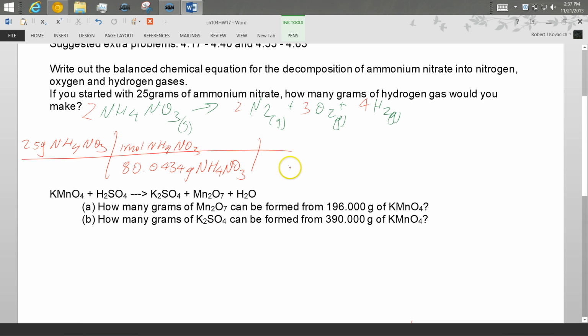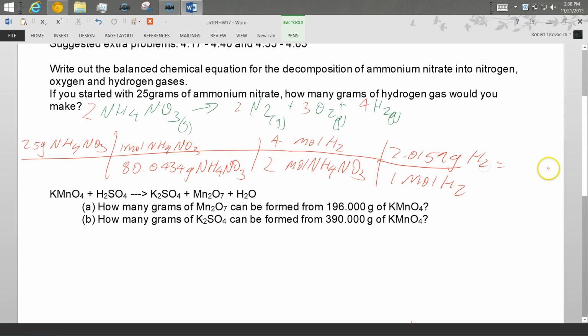And then I've got moles of ammonium nitrate, and I got moles of H2. And I have a 4 right there and a 2 right there. And then 1 mole H2 is 2.0159 grams H2. And then we got some number of grams of hydrogen gas. Okay, does anybody have that mass?